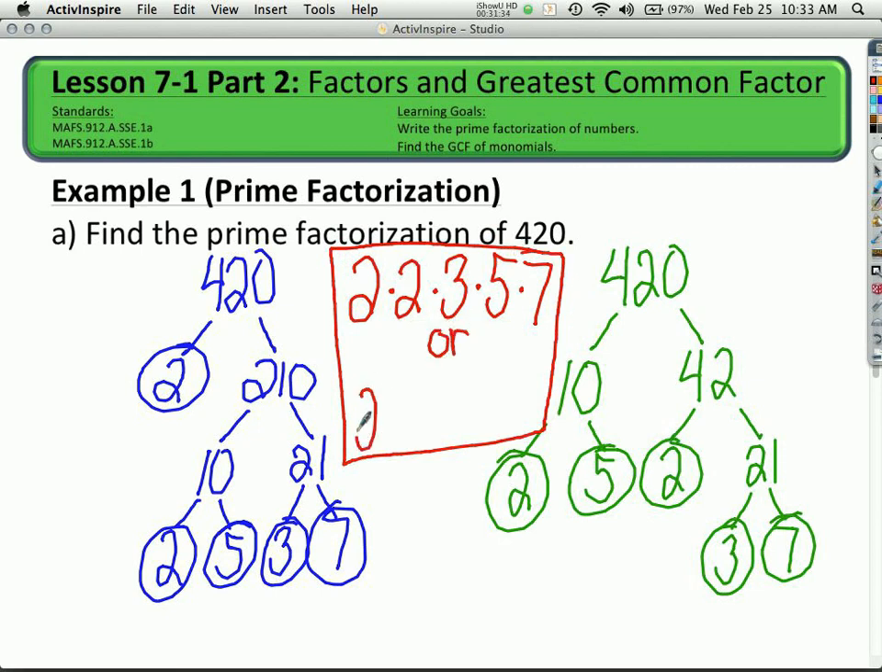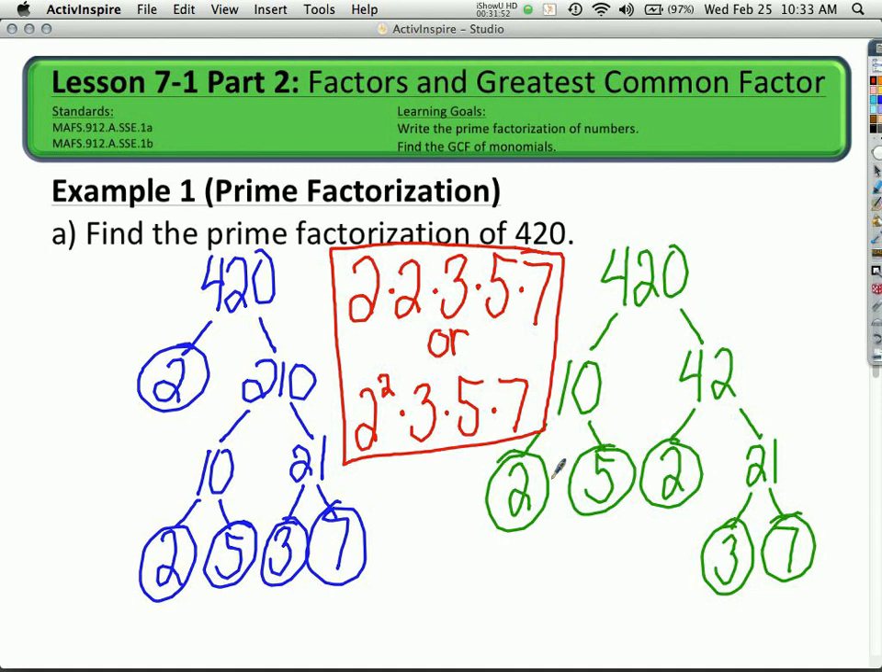Or you could write 2 to the second power times 3 times 5 times 7. So I told you to do it one way. I did it 2 ways to illustrate that it doesn't matter. As long as you do your multiplication and division properly, you get the same result.